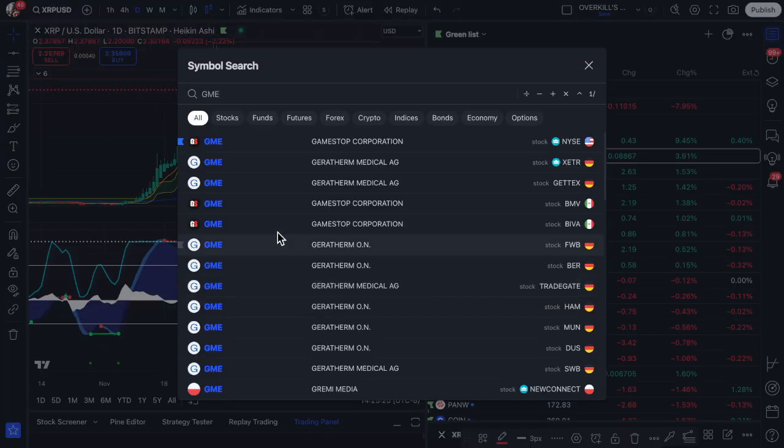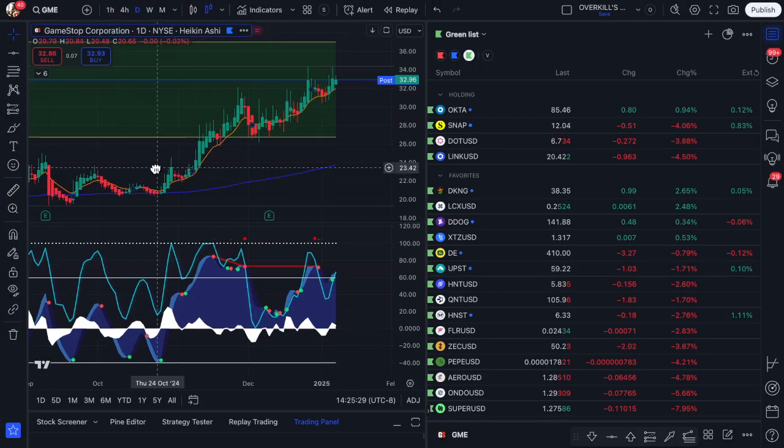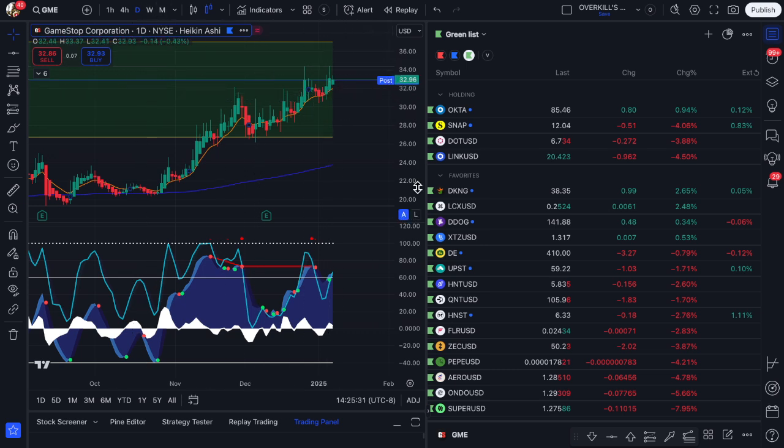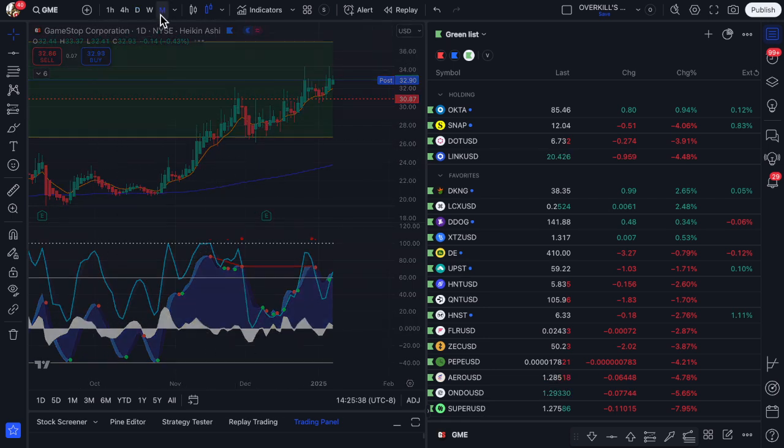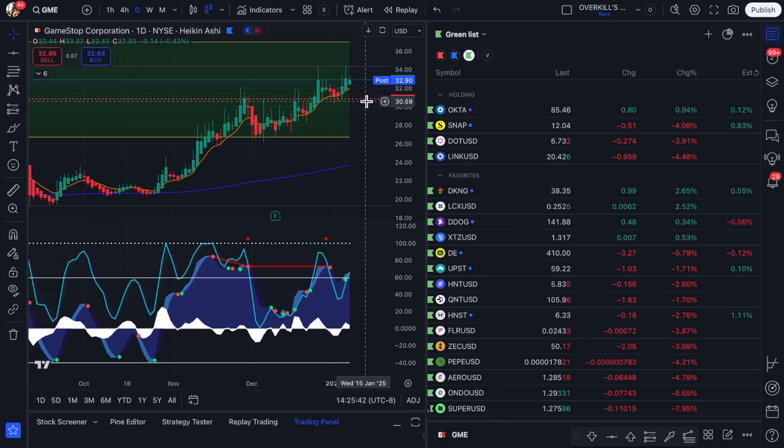Sorry, we were looking at GME. GME is still in the golden zone here. This thing's just grinding up. So the current level to watch on this is right there at 30, call it 30.50 on the stop. Monthly chart still pointing up. This thing's just grinding up right now. So I personally have the stop loss right there at $30.